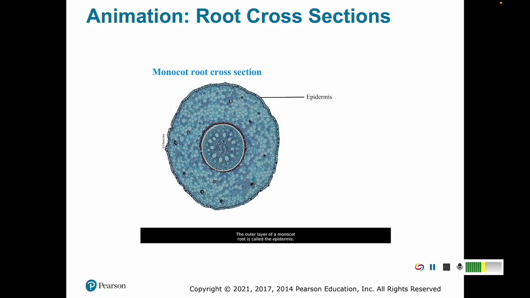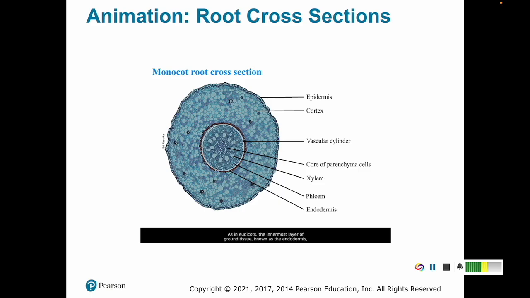The outer layer of a monocot root is called the epidermis. As in eudicots, to the inside of the epidermis is the ground tissue called the cortex. However, the structure of the vascular cylinder in many monocot species differs from most eudicots. At the center is a core of parenchyma cells surrounded by alternating rings of xylem and phloem. As in eudicots, the innermost layer of ground tissue, known as the endodermis, regulates passage of substances into the vascular tissue.